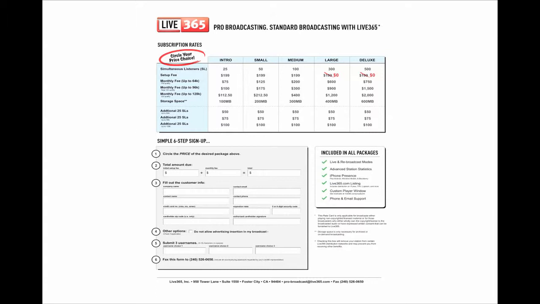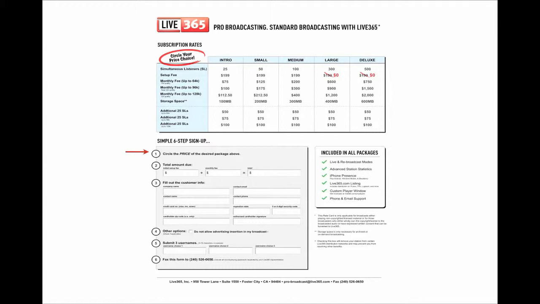These stations are based on simultaneous listeners, or SLs, which means you'll want to choose the intro, small, medium, large, or deluxe package based on how many simultaneous listeners you think you'll need. Let's move down to the simple 6-step sign-up process. First of all, circle the package that you think that you'll want.